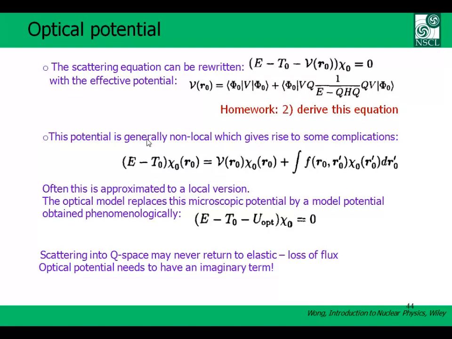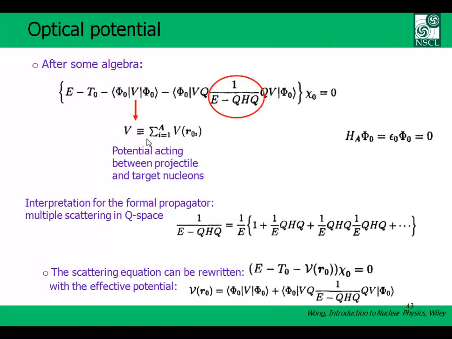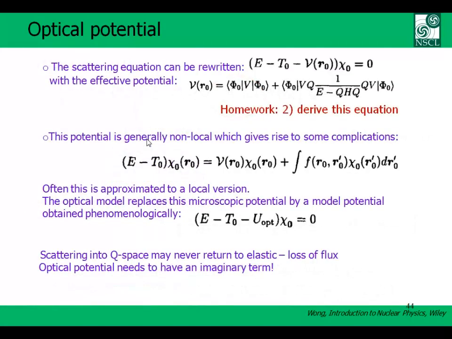But the important point to understand here is that you've got stuff being scattered to Q space that may never return to your elastic. So in this picture of splitting into P and Q space, P being the ground state of the target, stuff that you've included explicitly in your description, and Q being everything else, that I'm not explicitly saying what it is, the fact that you've got this operator that scatters things into Q space means you're going to have flux that's sometimes never going to return back to elastic. So a very important feature of the optical potential is that it has to contain an imaginary term that accounts for the loss of flux into all these other Q spaces.